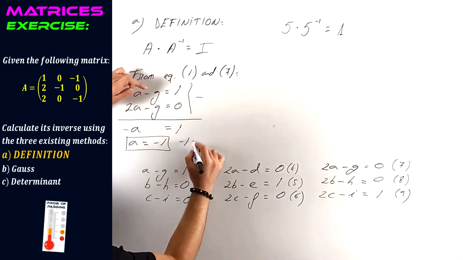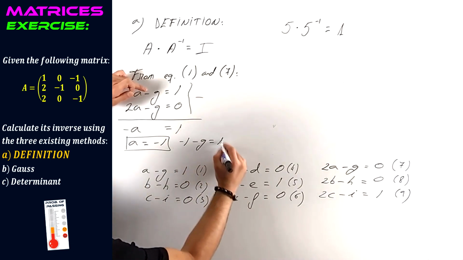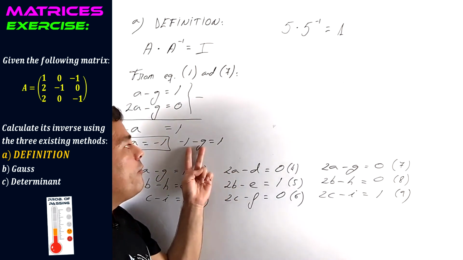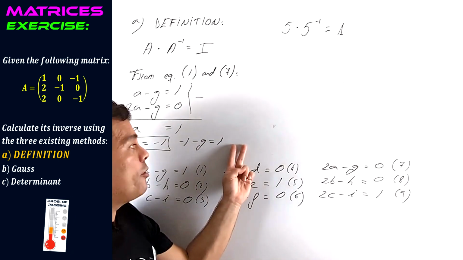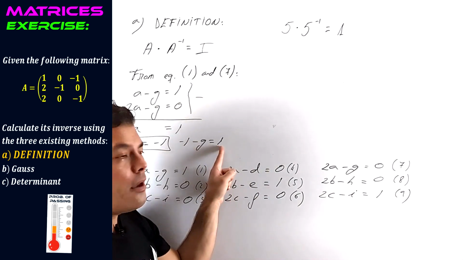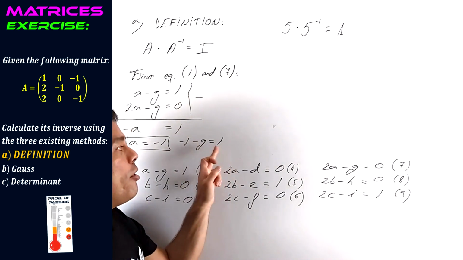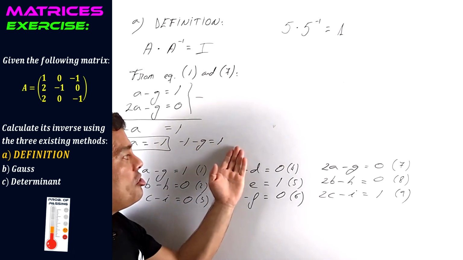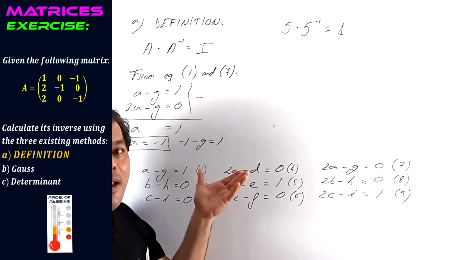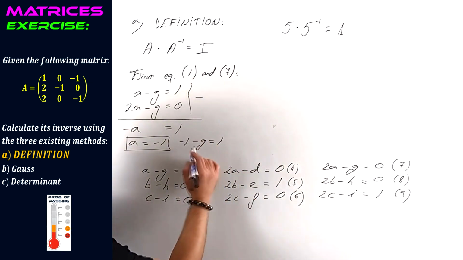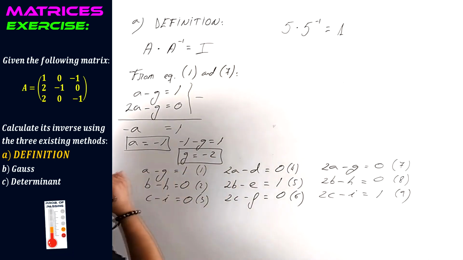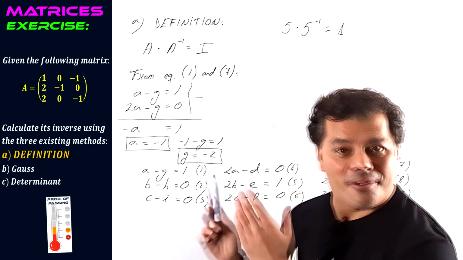And of course, it's time to solve for G. Negative 1 minus G equals 1. I want you to imagine that variable G flies to the right side in the form of positive G, and this 1, positive, flies to the left in the form of negative 1. G equals negative 1 minus 1, negative 2. And there you have G equals negative 2. You see that it's very simple, right?